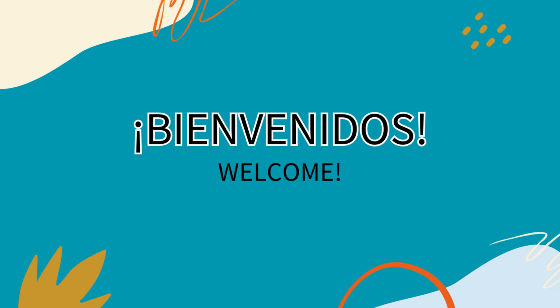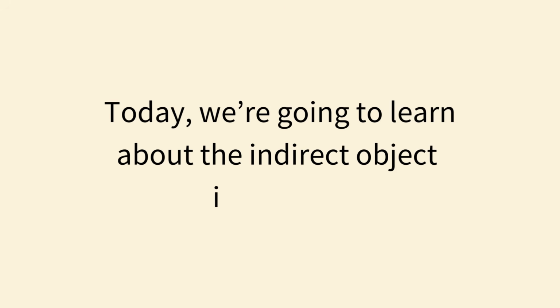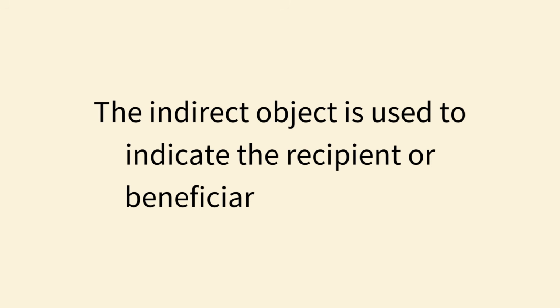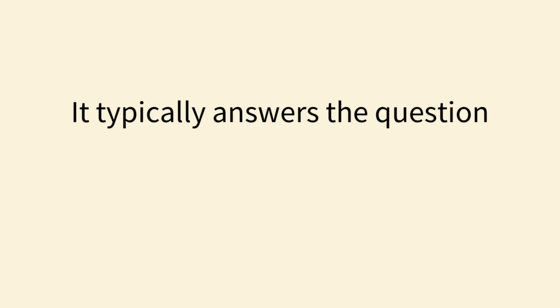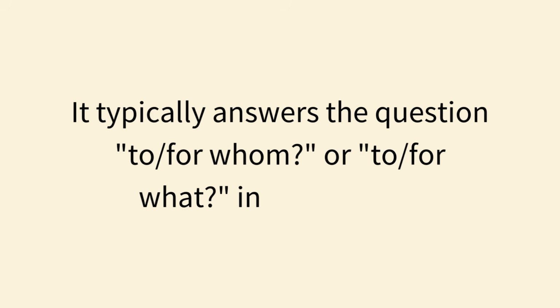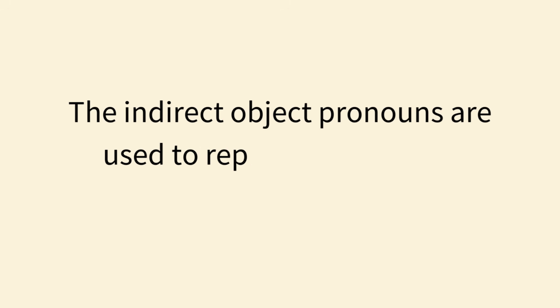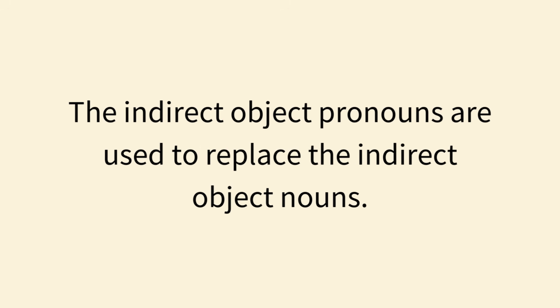Bienvenidos! Welcome everybody. Today we're going to talk about the indirect object in Spanish. The indirect object is used to indicate the recipient of an action. It answers the questions to or for whom or to or for what in a sentence. The indirect object pronouns are used to replace the indirect object nouns.